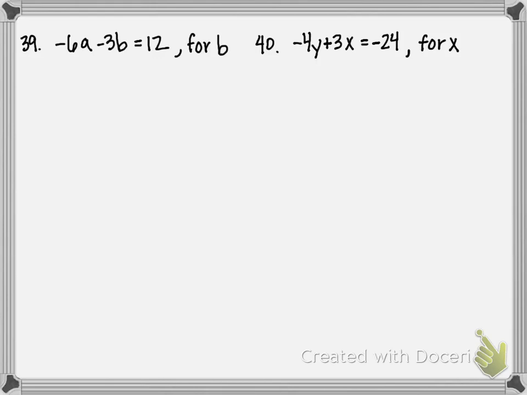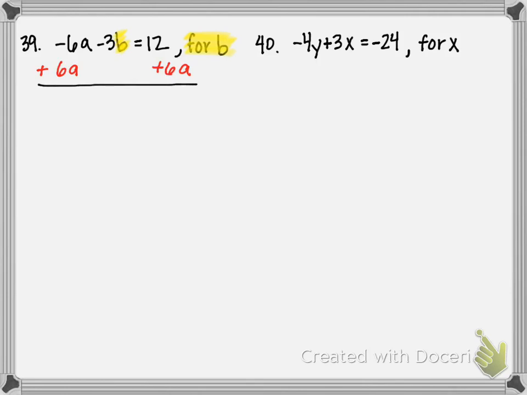So 39, you're told, is negative 6a minus 3b equals 12, and you want to solve for b. So your b is right here, and that's the guy that we're trying to isolate. So we have to get rid of a couple things. We have to get rid of our negative 6a, and then also the negative 3. But the negative 3 and the b are being multiplied together, so we don't want to divide until the very end. So we will first work on getting rid of negative 6a, and we will do that by adding 6a to both sides.